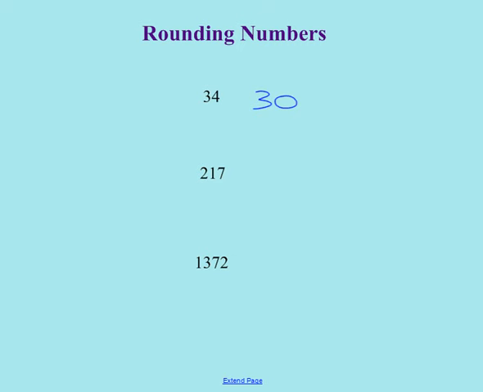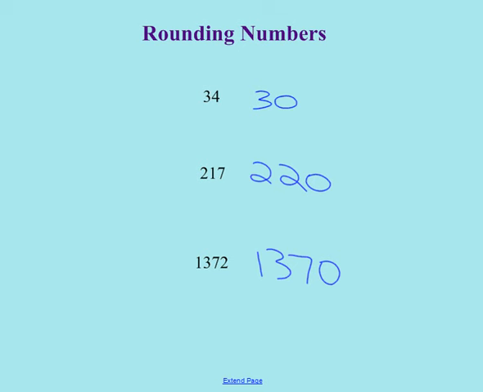217, rounded to the nearest 10, will round up to 220. 1,372, rounded to the nearest 10, would round to 1,370.